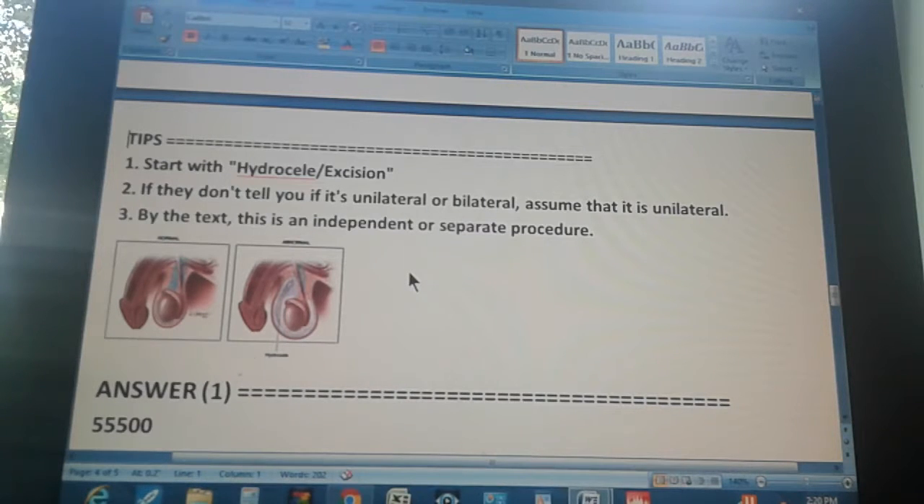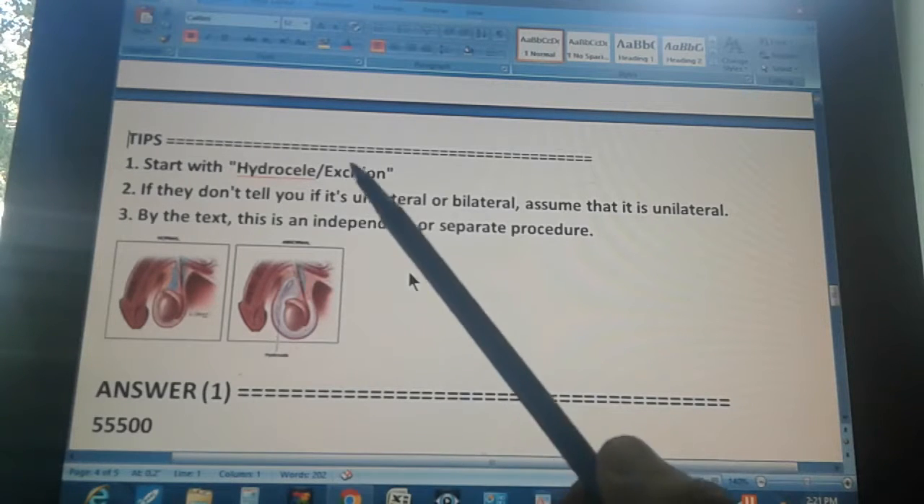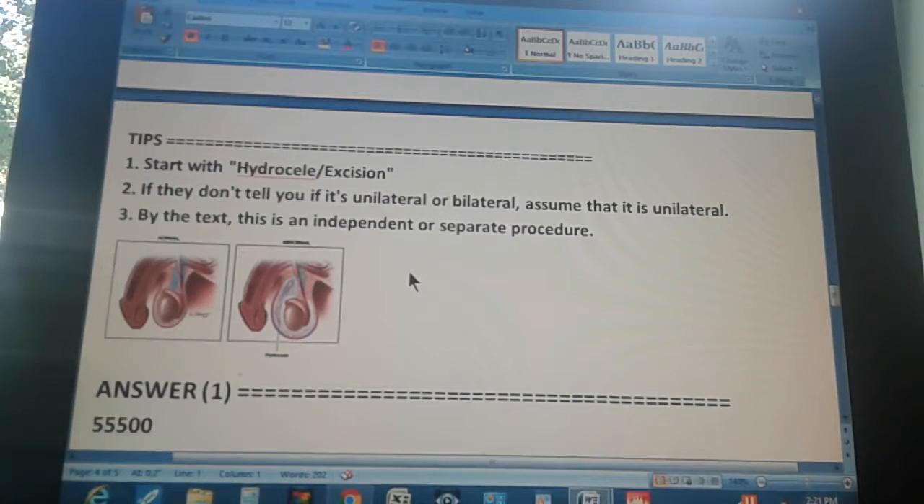Okay, number 3. Number 3 is by the text. It is an independent or separate procedure. Right. The text doesn't give us a previous procedure or part of another procedure, so we have to take this as an independent or separate procedure. They just did the operation for this purpose, right? That's an independent procedure. All right. With these tips, you should be able to get to the answer now. So the answer is 55500, but now we want you to find the path. So we are going to count to 3 so you can find the path, how we got to the answer, okay? So 1, 2, 3.